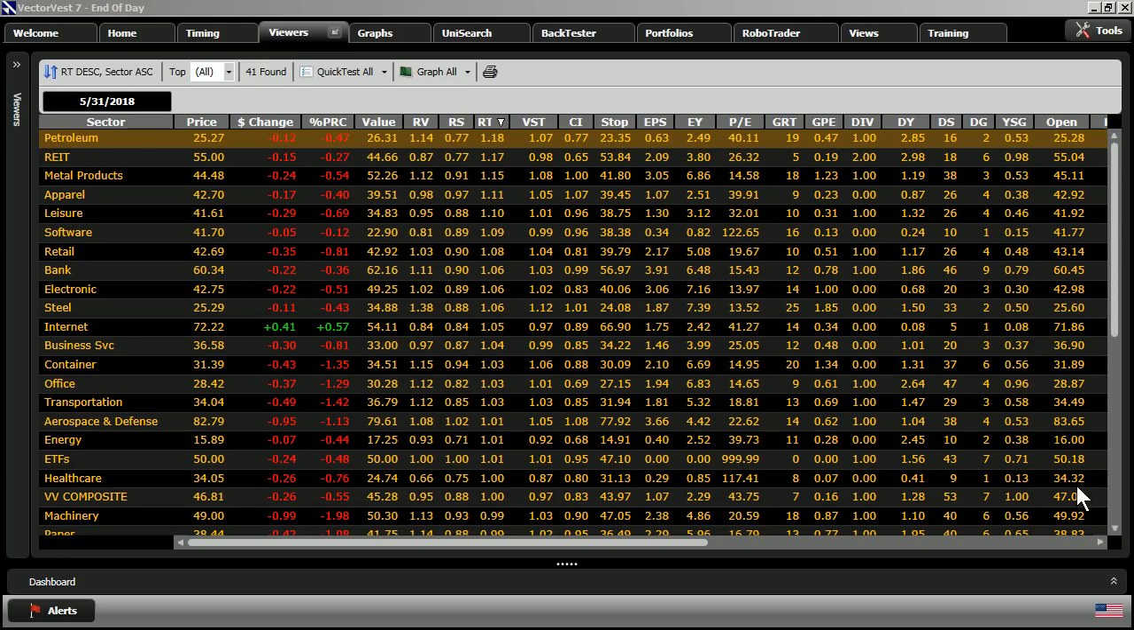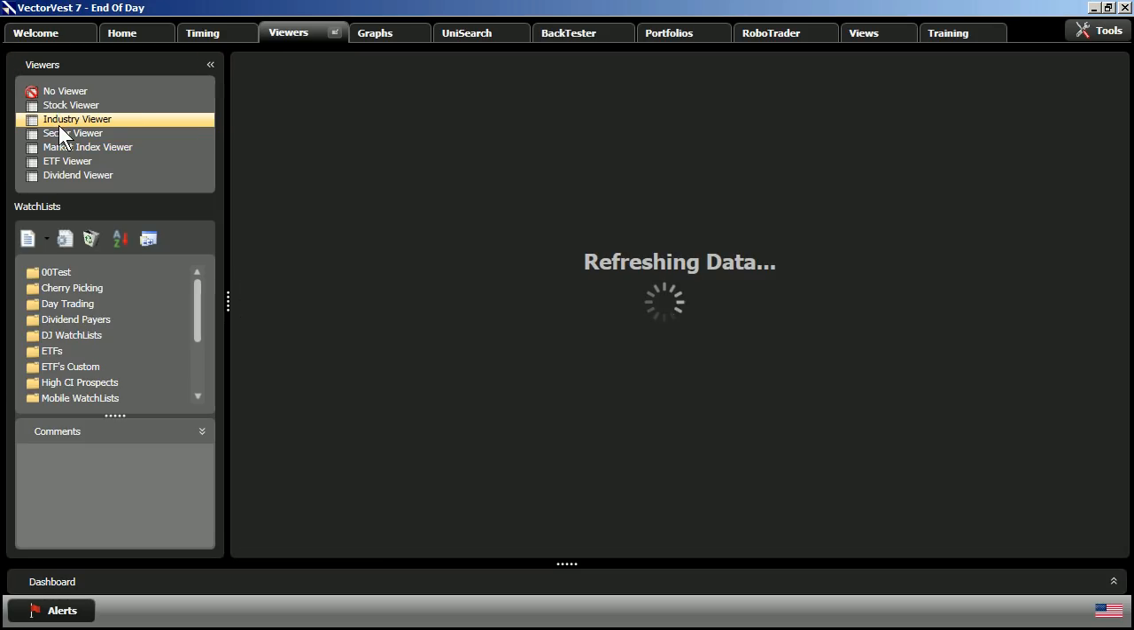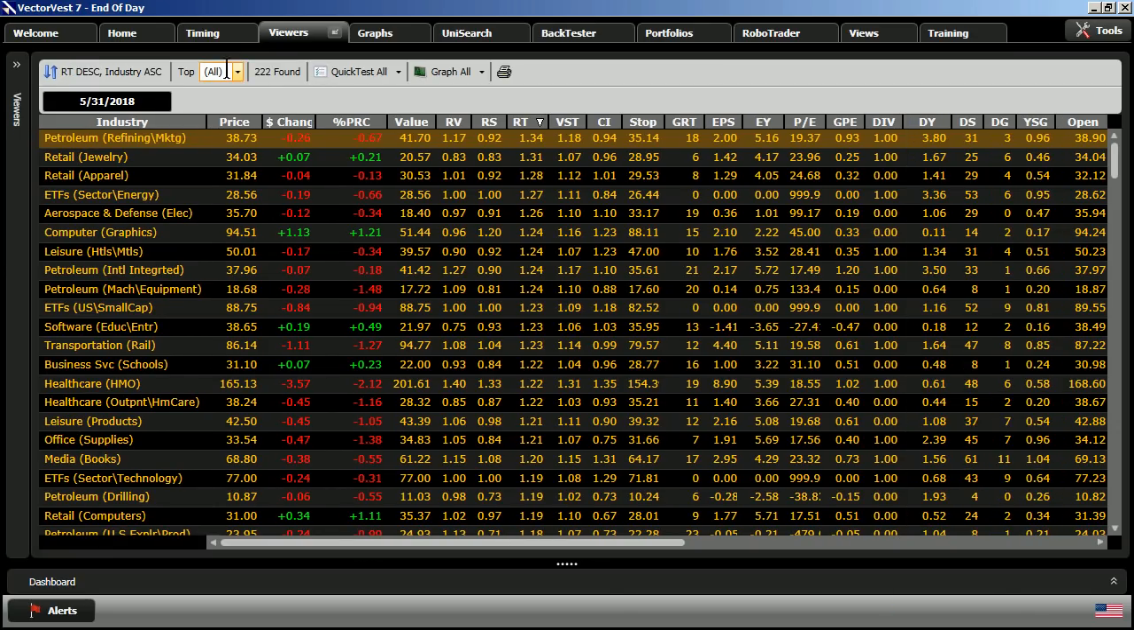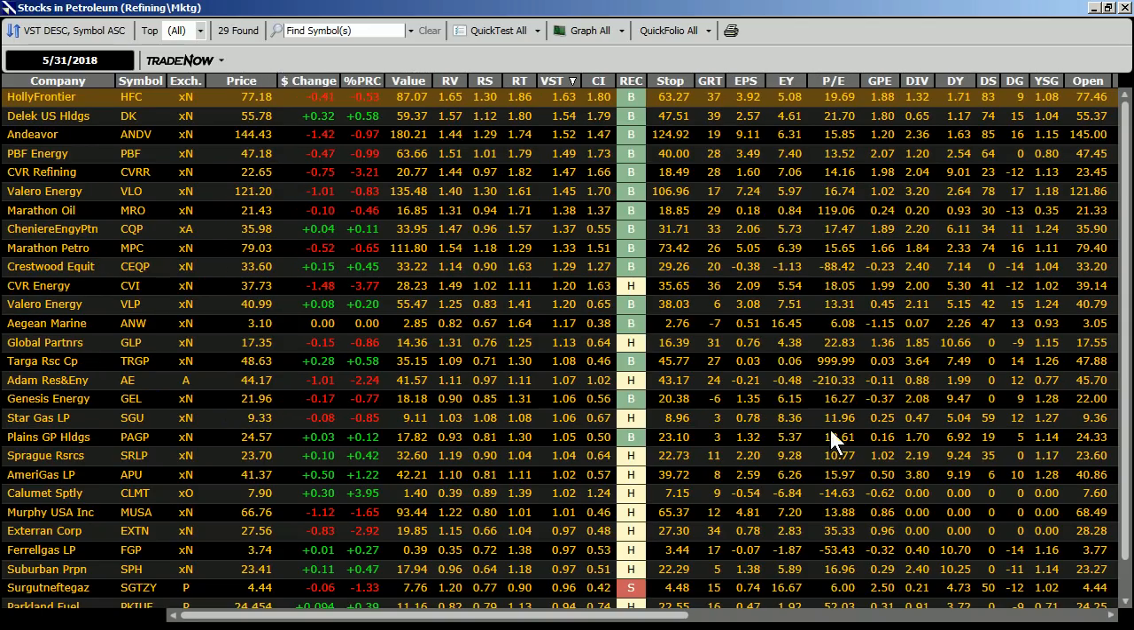So let me demonstrate the power of this analysis. I'm going to change back to the industry viewer, and so now we have a list of all the 222 industries in the database listed by RT descending. So our fastest rising industry is the petroleum refining and marketing industry. I'll double click on the industry, and now we have a list of all 29 stocks in the industry in VST descending order.